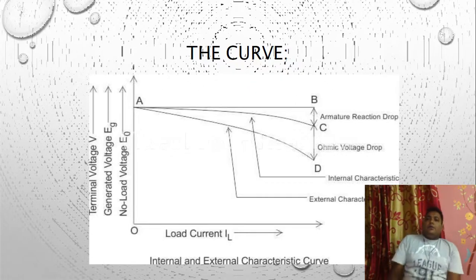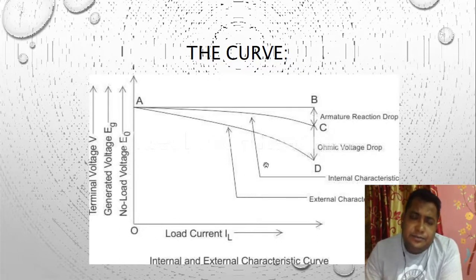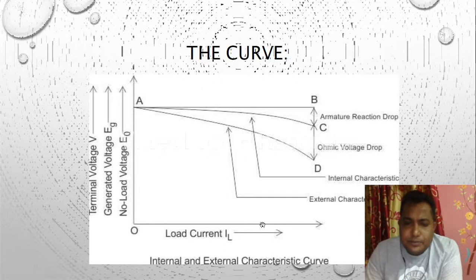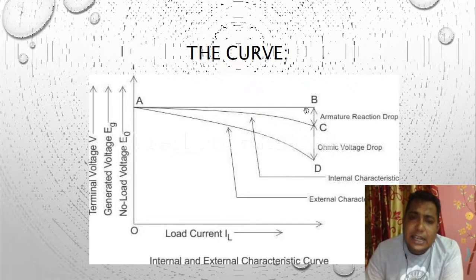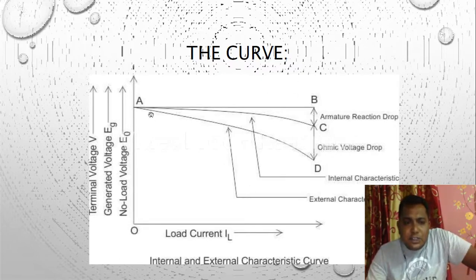Very interestingly, see that as the load current increases from no load, for the ideal case the terminal voltage should be constant. This is the ideal case, but due to the armature reaction phenomenon, the voltage decreases this way, so there is a drop. Follow my pointer.